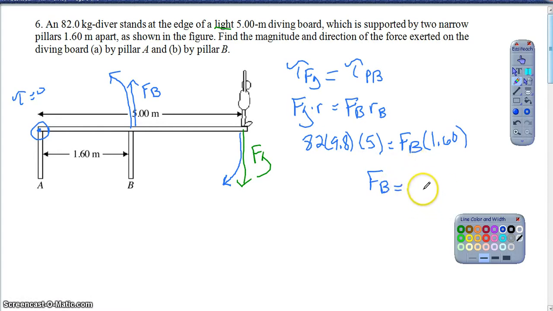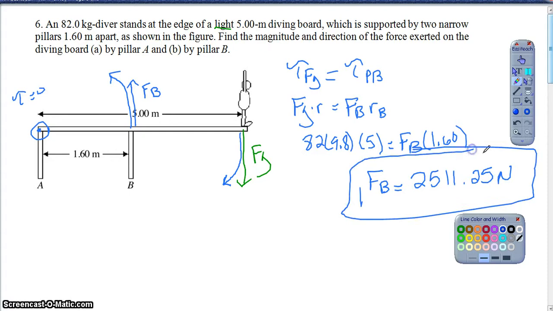And so when I solve for FB, I get 2,511.25 newtons. Obviously you can round that off a little bit more than I did, but I've rounded it off to a couple significant digits there. But anyway, I can calculate that number without too much trouble. So I've actually answered part B already. So getting that out of the way. So then the question is, how do I find the force exerted by pillar A?